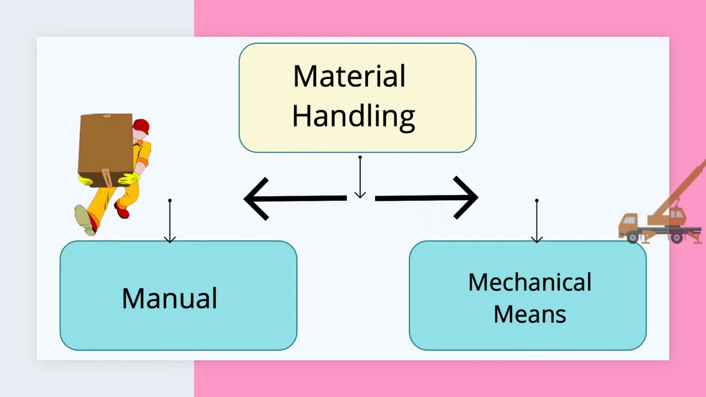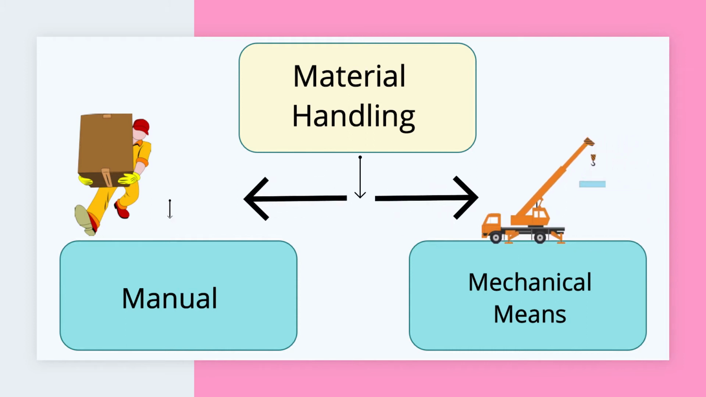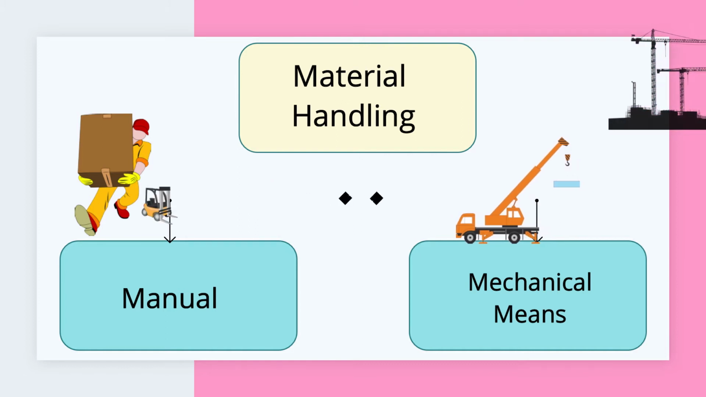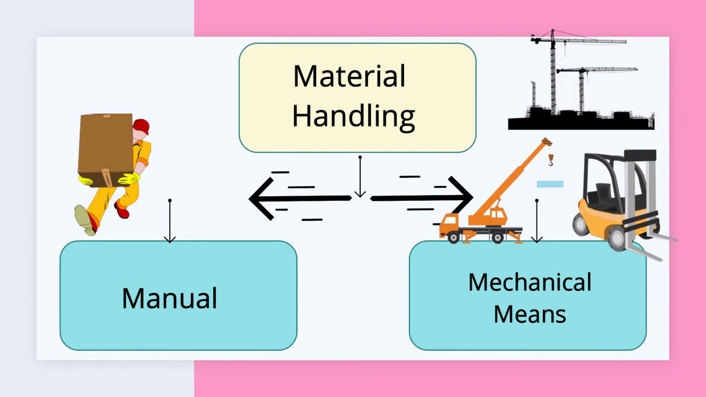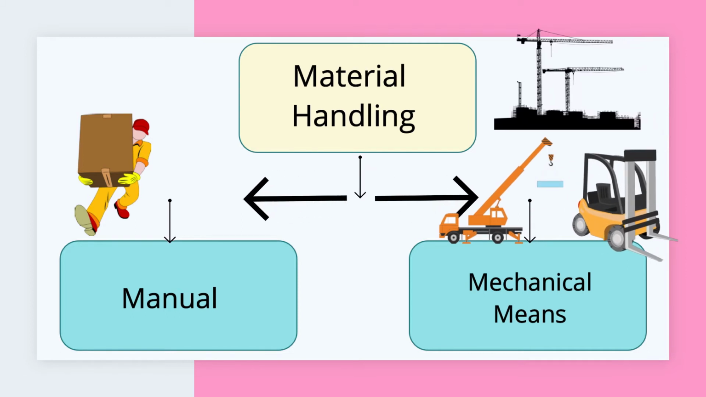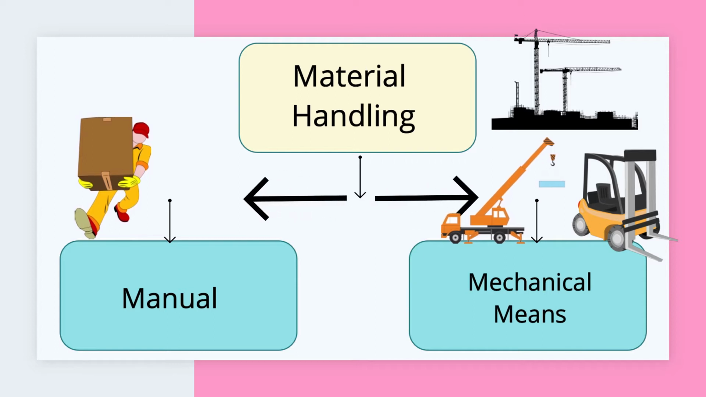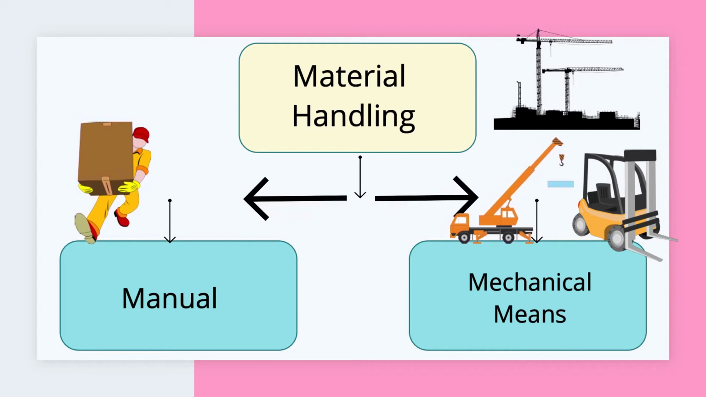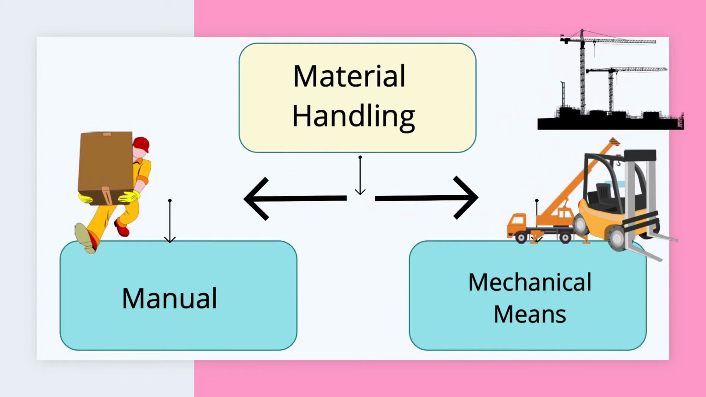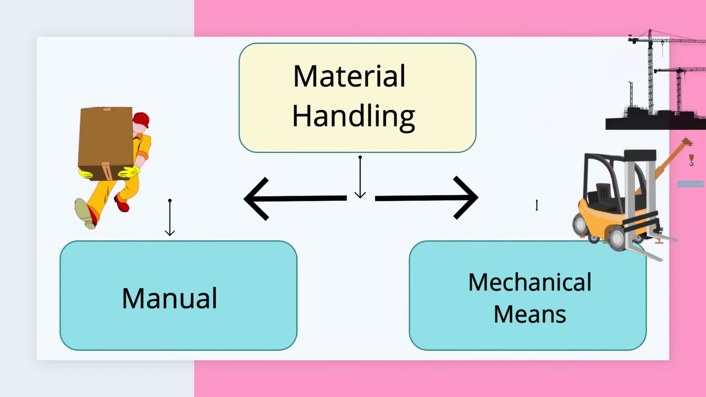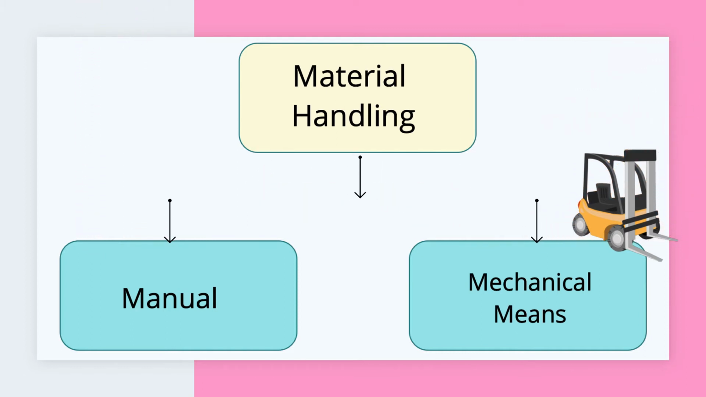In mechanical means we use a lot of equipment and tools like mobile cranes, EOT cranes, tower cranes, forklifts, pallet trucks and many more, which make our job easy. But along with that, many hazards come with mechanical means of material handling. Anyway, we are not looking into mechanical means in this class. Surely we'll look into that in future. So these are the basic ways of material handling.